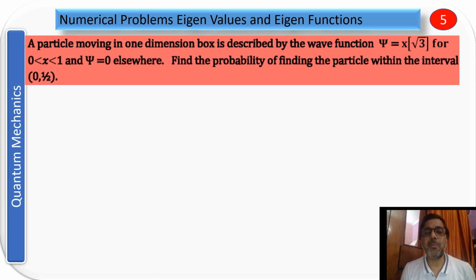Now this is the problem on the eigenfunction. Eigenvalue problems we have already seen, 5 of them. Now let us see one on the eigenfunction. A particle moving in a one-dimensional box is described by a wave function.